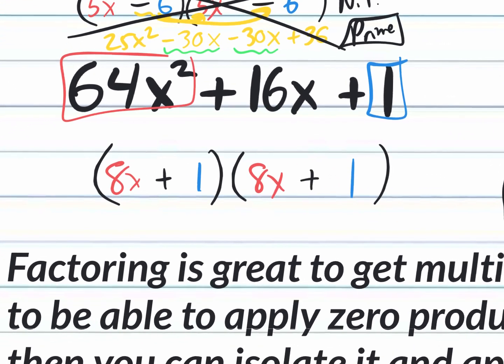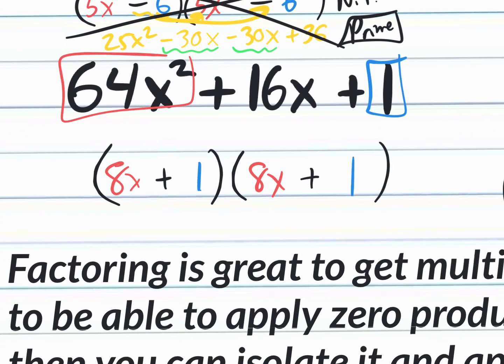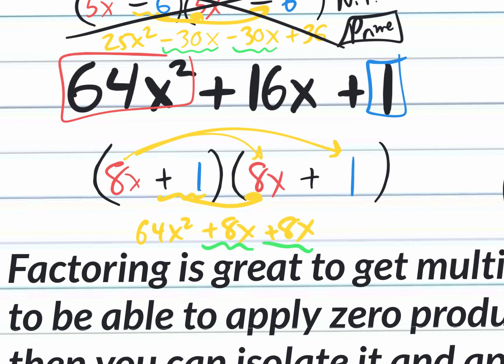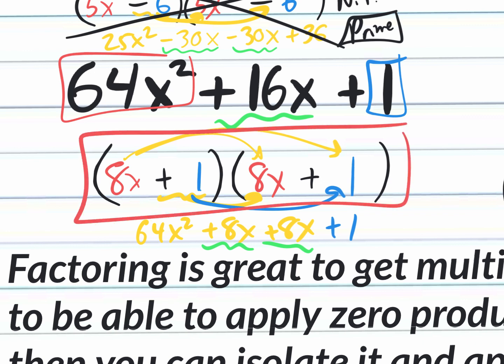Oh yeah, I forgot to double check it, and I say it's important to double check. So if I did double check, 8x times 8x is 64x squared. 8x times 1 is positive 8x. And then 1 times 8x is another positive 8x. And that's how we get that middle term of positive 16. So I checked it, right? And 1 times 1 is 1. So obviously it does work. So I did factor this correctly, okay?